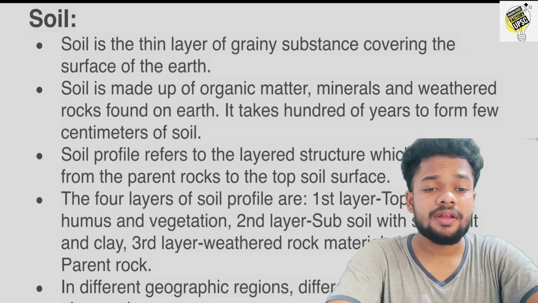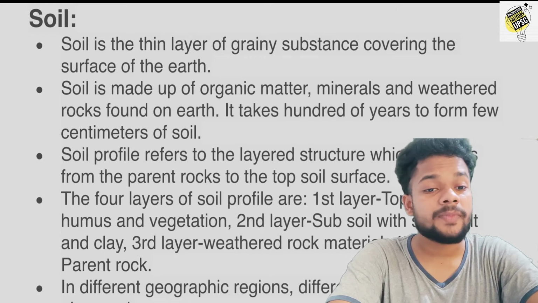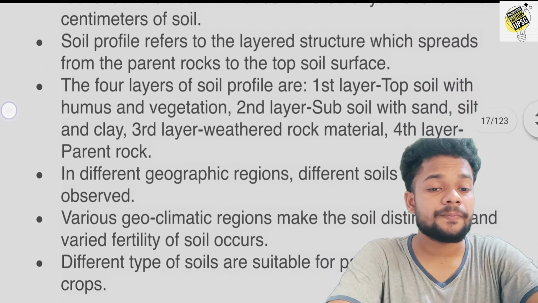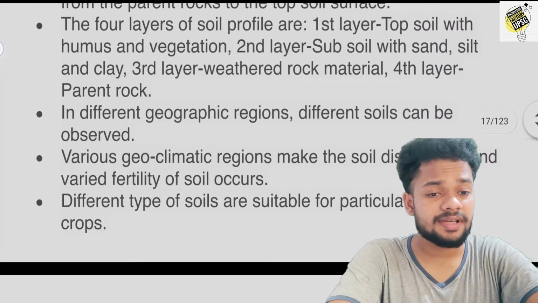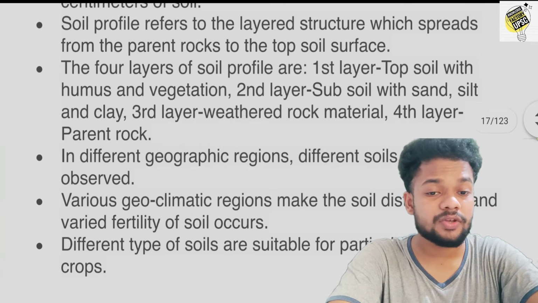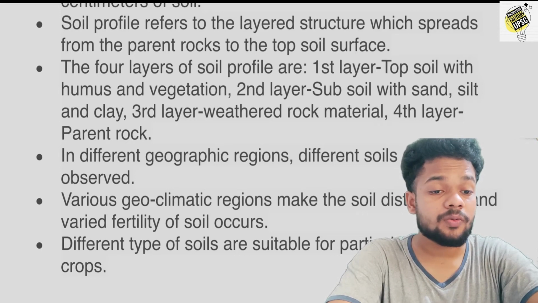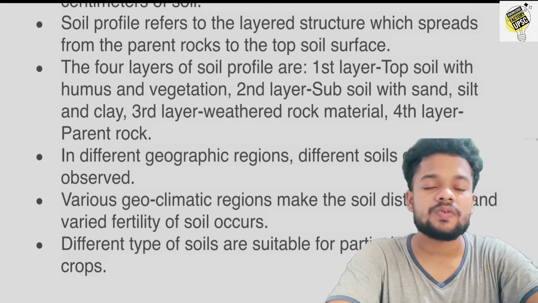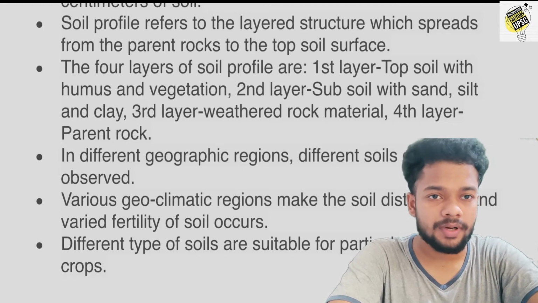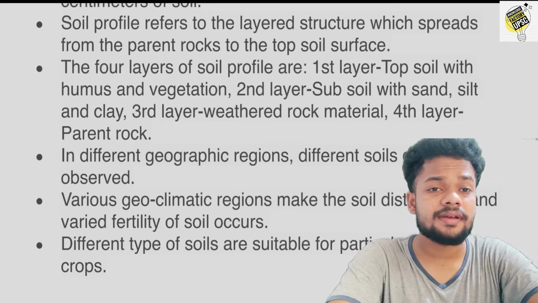The soil profile refers to the thin layer of structure which separates from the parent rock towards the top surface. The four layers of the soil profile are: the first layer, that means the topsoil with the humus and vegetation. The second layer is the subsoil with the sand and the silt. Then the third layer is filled with the weathered rock material, and the fourth layer is the parent rock. So the soil mainly has four layers. The first layer gets weathered and it forms soils.